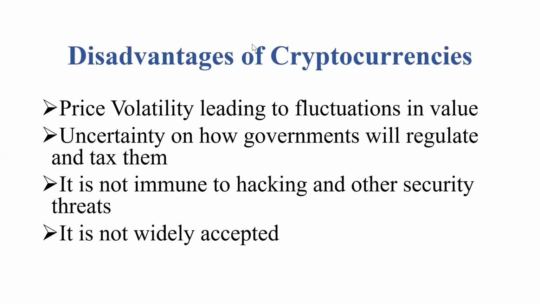And on the flip side, those are the disadvantages of cryptocurrencies. There's high price volatility, which leads to fluctuations in the value of cryptocurrencies. There's also uncertainty on how governments will regulate and tax cryptocurrencies. Now, the regulation of cryptocurrencies is still evolving. And cryptocurrencies, as we've come to realize, are not immune to hacking and other security threats. And also, cryptocurrencies are not widely accepted.